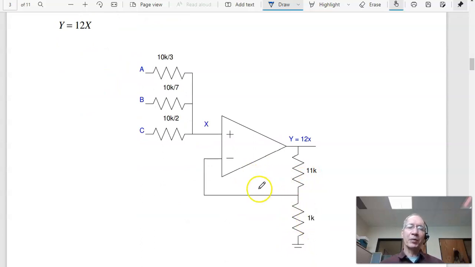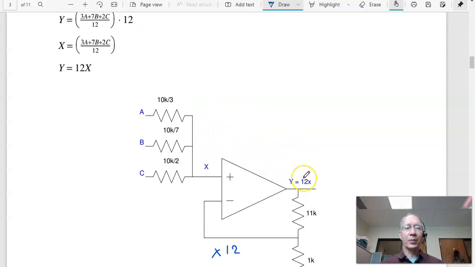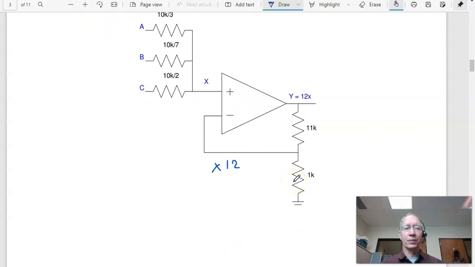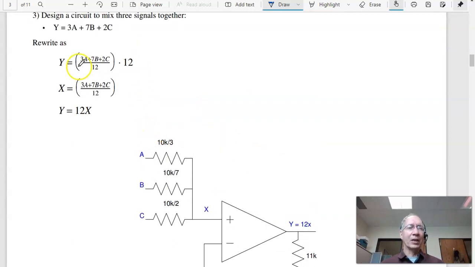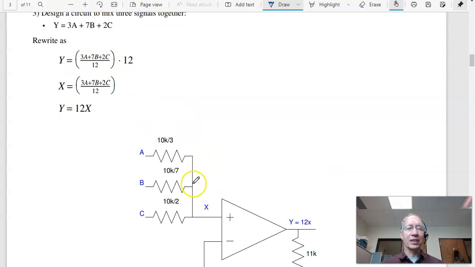This is a non-inverting amplifier. The gain is 1 plus the ratio. So an 11 to 1 ratio gives you a gain of 12. And that gives you Y is 12X, or Y is 3A plus 7B plus 2C. One solution. That's a mixer. So you can mix Katy Perry, Iron Butterfly, Grateful Dead together, with these weightings, and hear what it all sounds like.